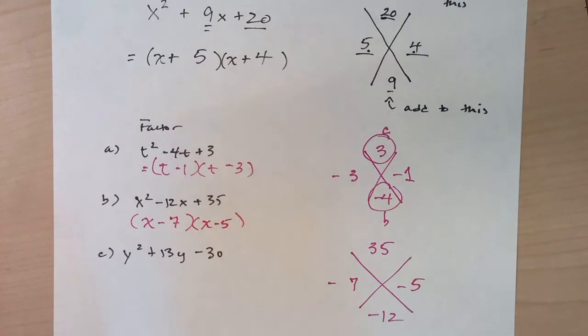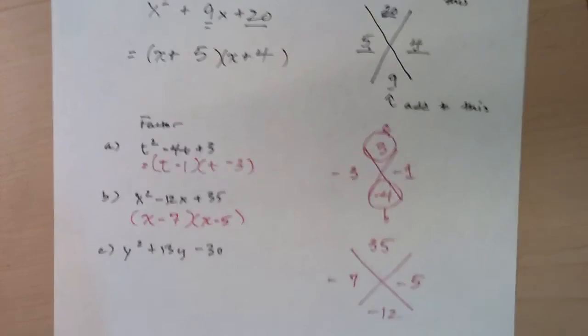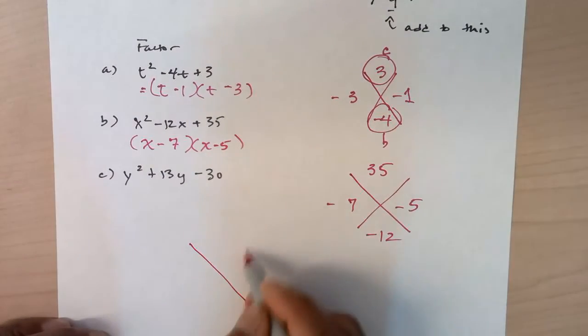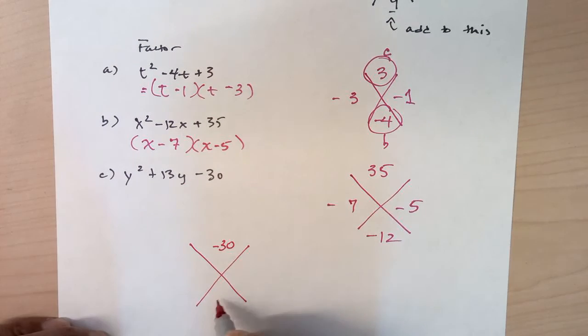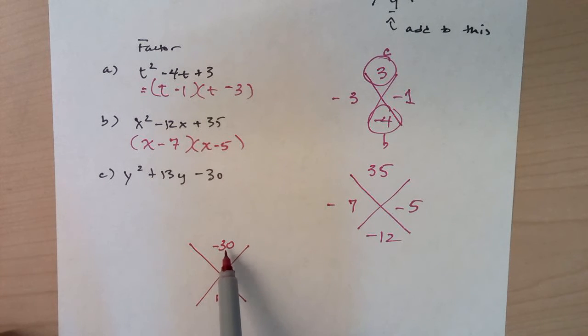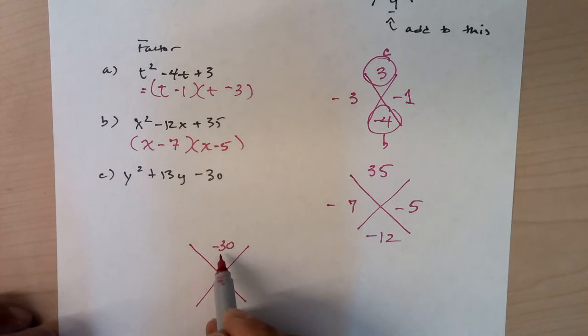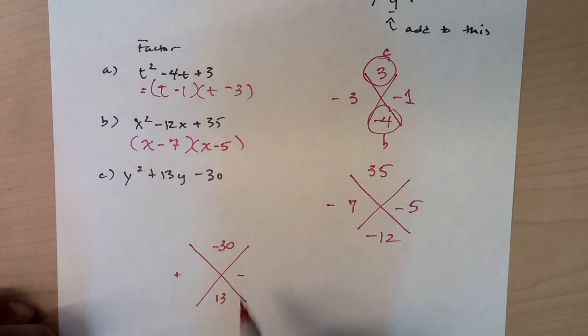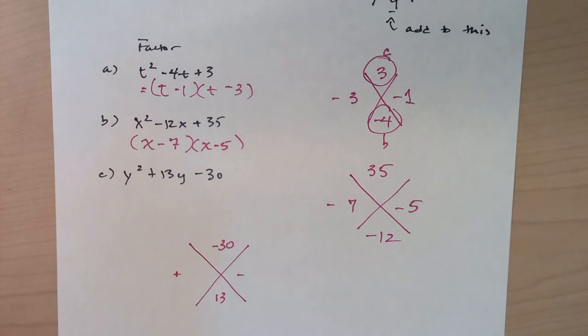And then lastly, on C, I make a diamond. -30 goes on top, 13 goes on the bottom. Even if you're not making a diamond, you're still finding the factors of this number, -30 here, and then those factors have to add to 13. So if I'm looking for two numbers, only a positive and a negative can multiply to a negative. One has to be positive, one has to be negative, and since they have to add to 13, the larger of the two numbers has to be positive.